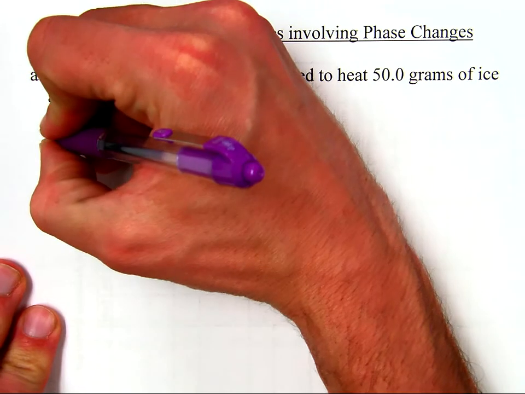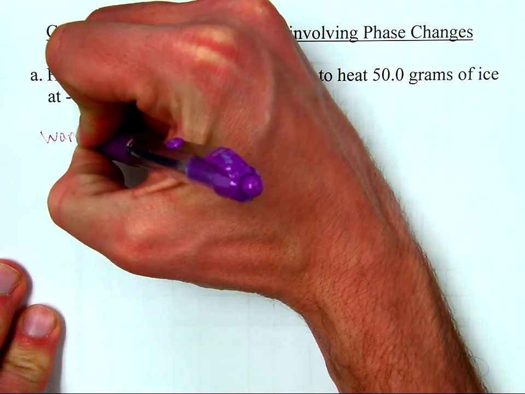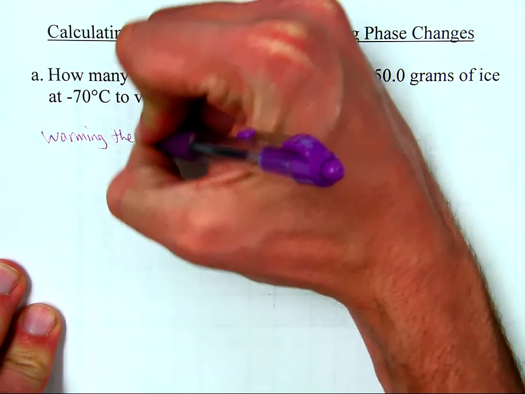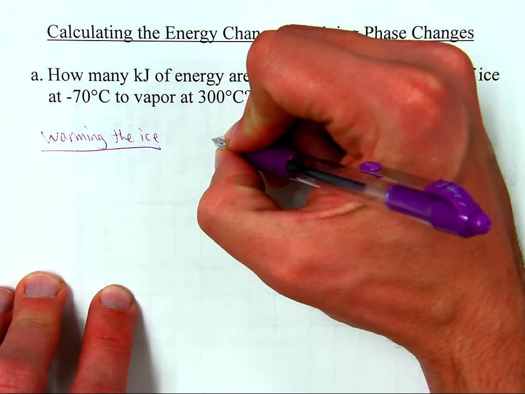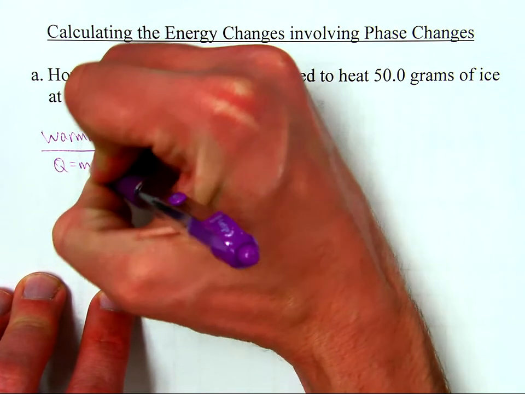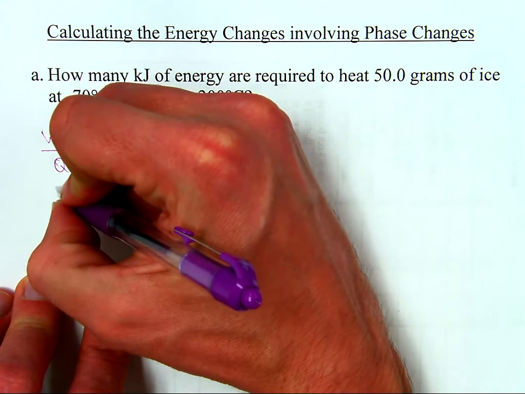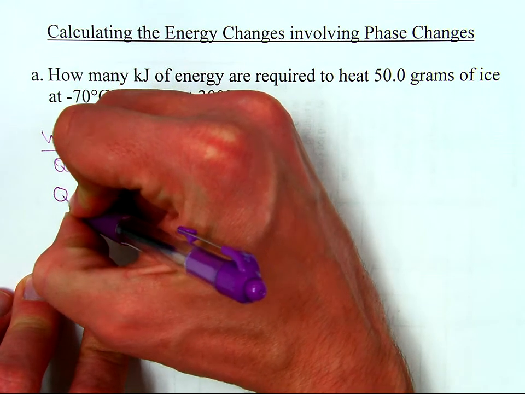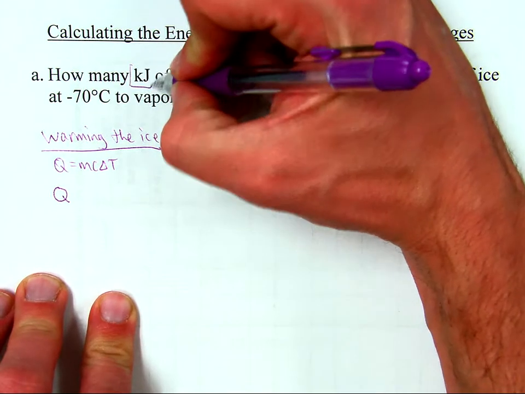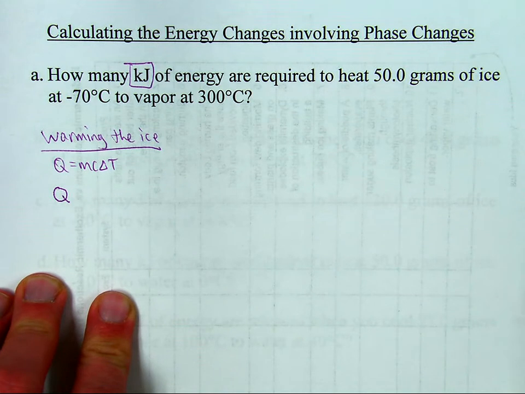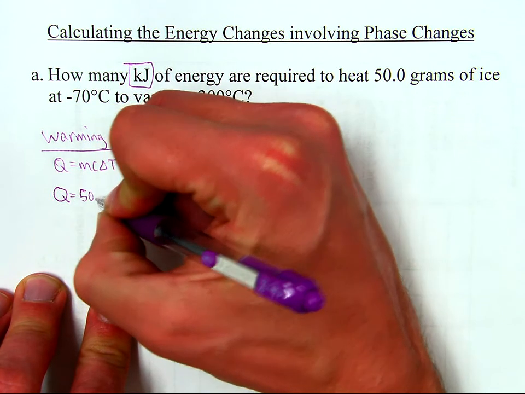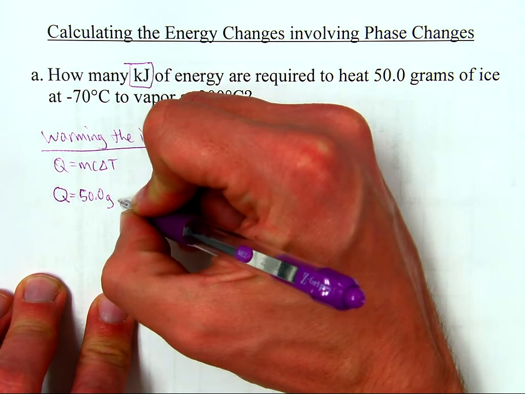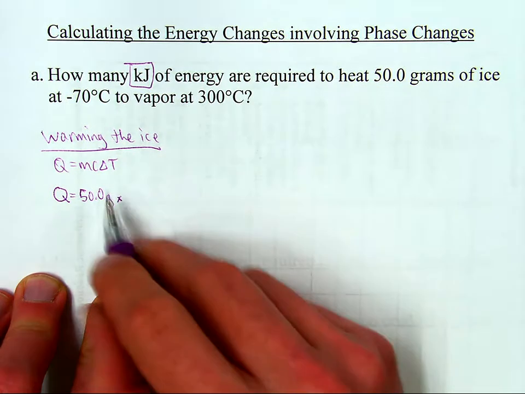So for warming the ice up to the melting point, that's going to involve Q equals MC delta T. Q is the energy that I'm trying to find right here, and that energy is going to be in kilojoules. I need to pay attention to that for later. Mass is 50.0 grams. So I'll put that already, 50.0 grams times C. Well, what's C?